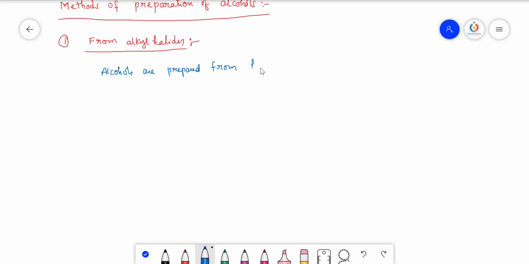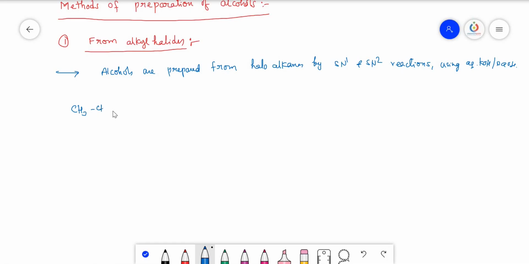from haloalkanes by SN1 and SN2 reactions using aqueous KOH or NaOH. So let's see some examples here. Just this particular sentence is enough for you to understand how we are preparing alcohols from haloalkanes. The rest are just examples. Only use those examples for your practice purpose.